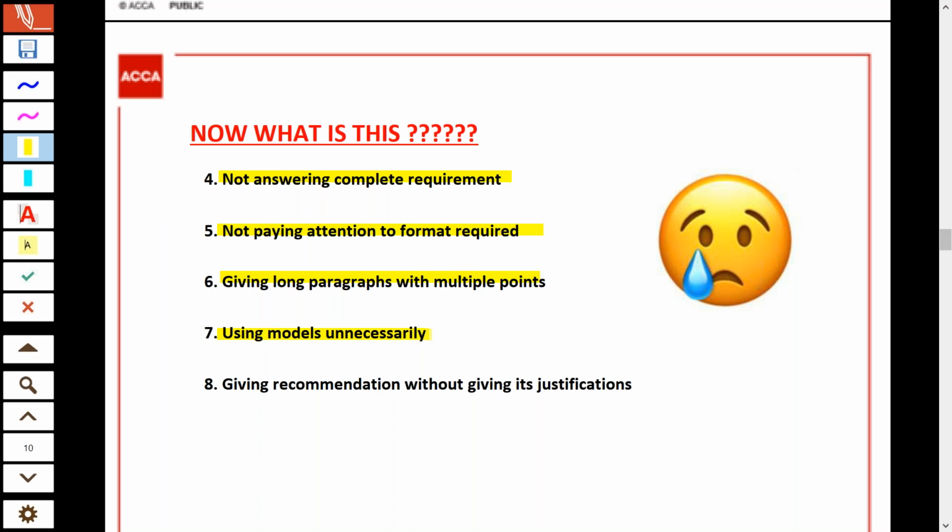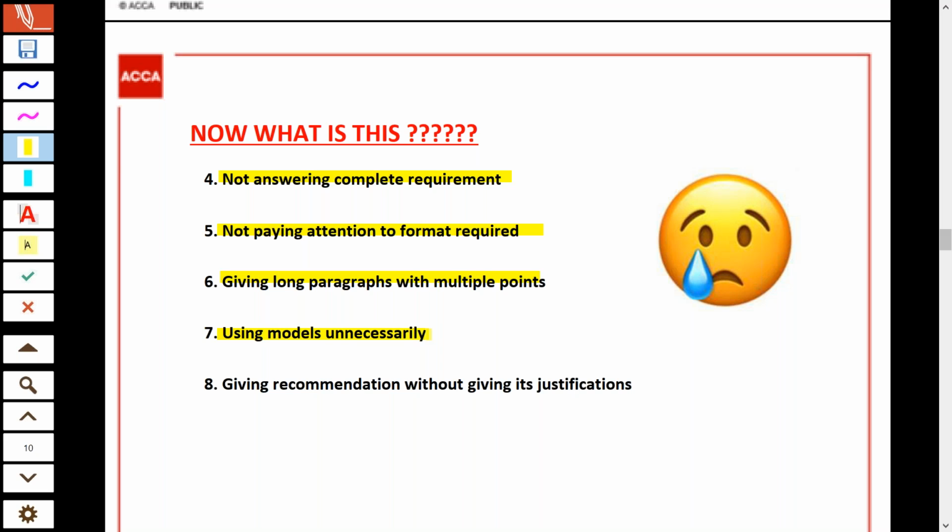In SBL, it is not mandatory to use any model. I would like to repeat it. In SBL, it is not mandatory to use any model. It would be nice if you can use one, but it's not mandatory. So in case you didn't use a model and you gave a direct answer, a logically well drafted but direct answer without using a model, you will get equal marks.